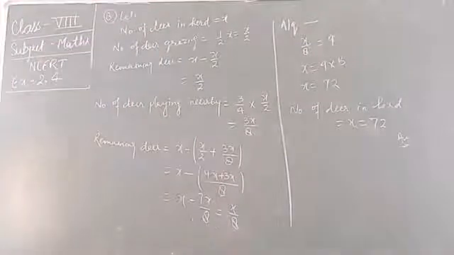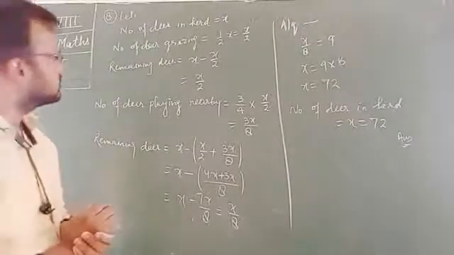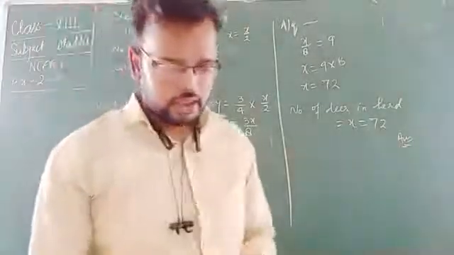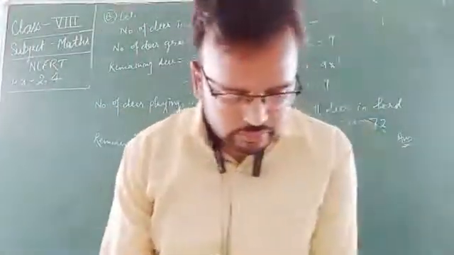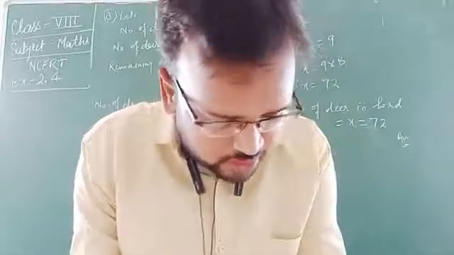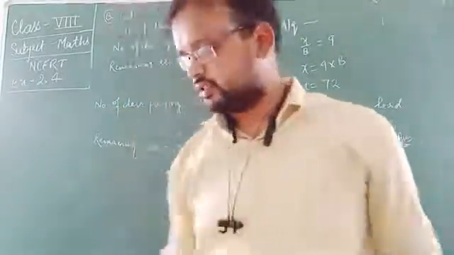A little bit twisting question, but very interesting, very easy. Now see question number 9. A grandfather is 10 times older than his granddaughter. He is also 54 years older than her. It is also very easy.